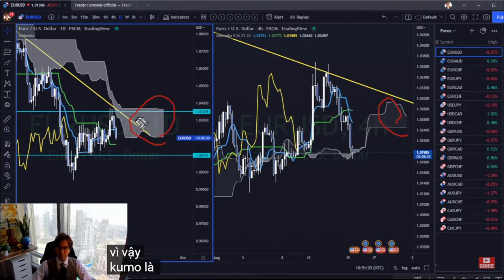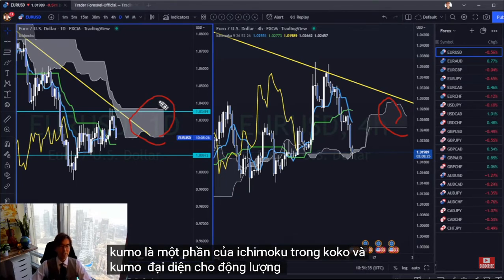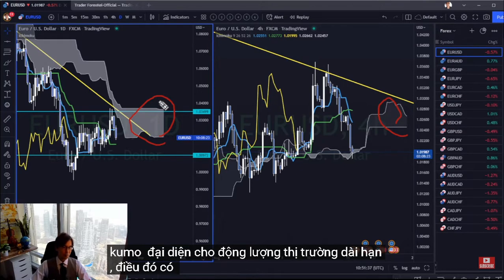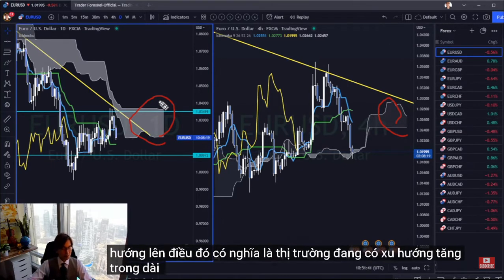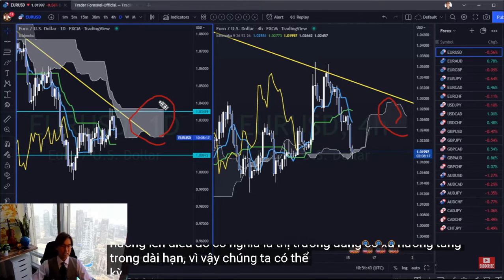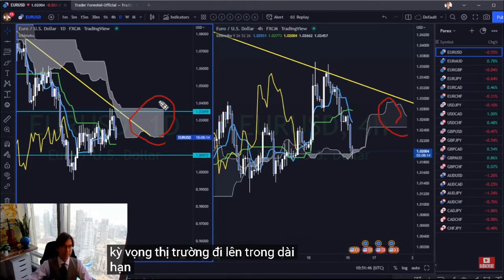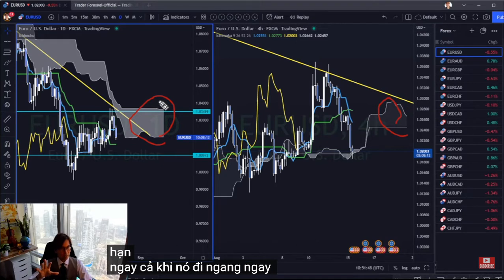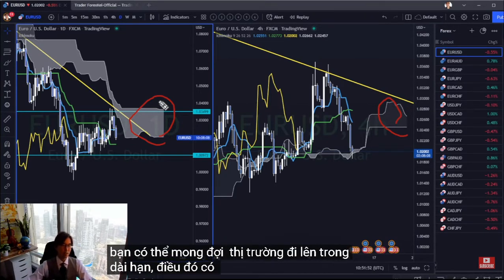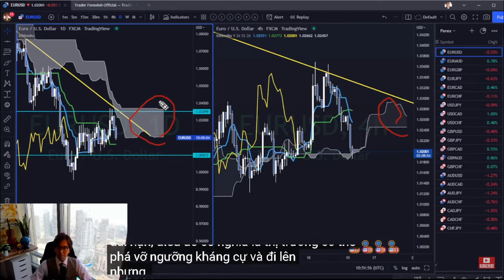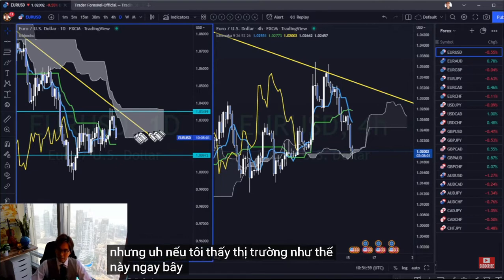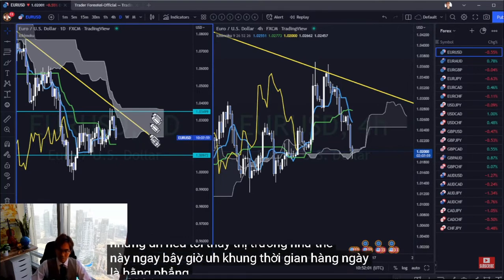Kumo is a part of Ichimoku Kinko-hyo, and Kumo represents the long-term market momentum. That means if Kumo is pointing up, the market is uptrending in the long term, so we can expect the market goes up in the long term. Even if it's flat right now, if Kumo is up, you can expect the market goes up in the long term. That means the market may break resistance and go up. But if I see the market like this right now, on the daily time frame Kumo is flat.